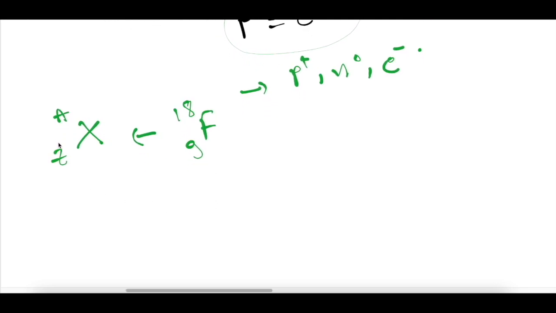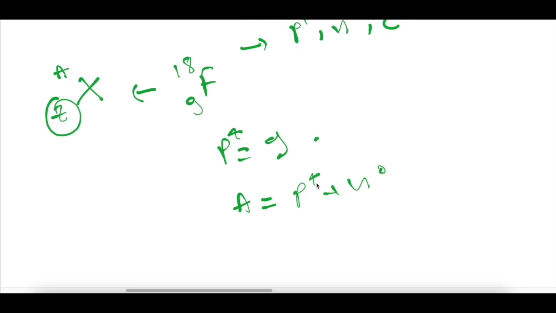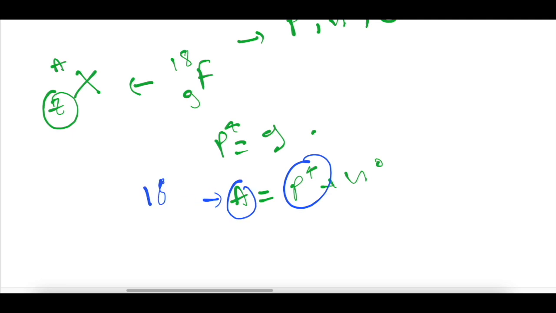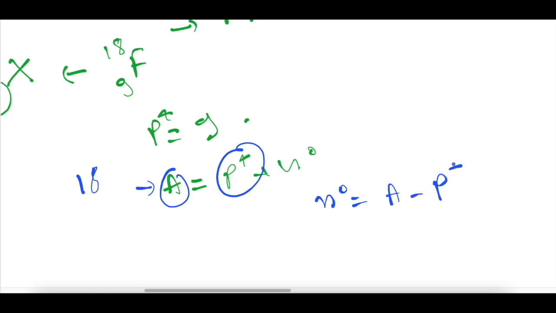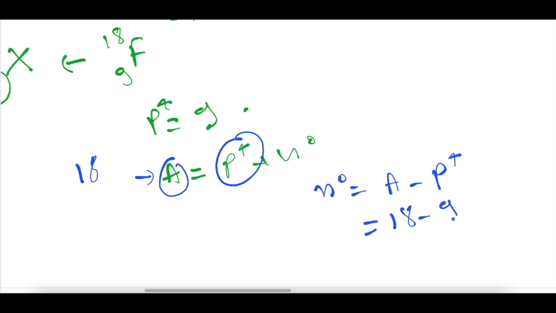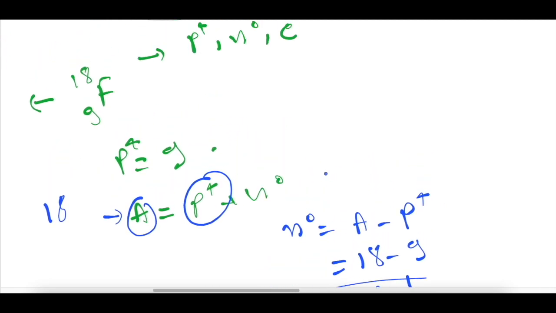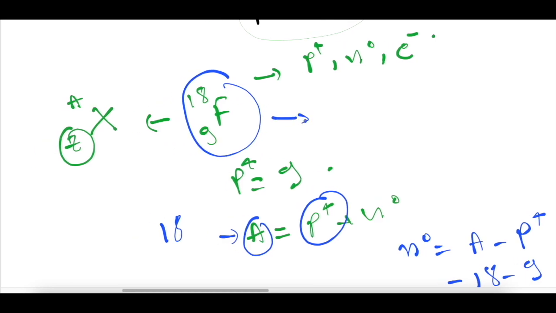So here the atomic number refers to the number of protons. So here the number of protons is equal to 9. And the mass number refers to the total number of protons and neutrons. Here the number of protons is 9, and A is 18. So the number of neutrons is equal to A minus the number of protons, which is 18 minus 9, which gives 9. So the number of neutrons is 9.